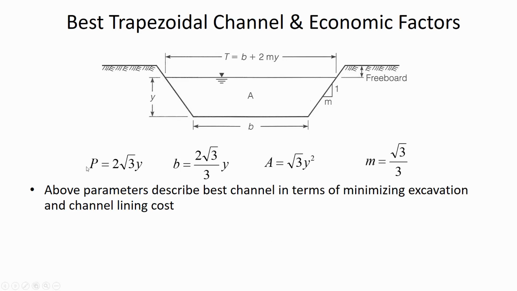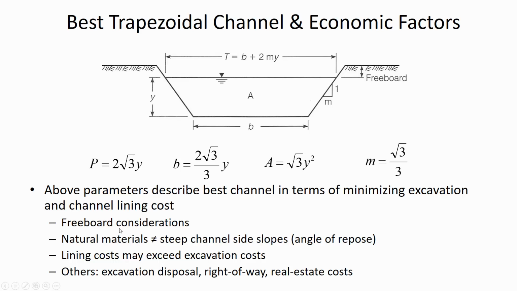So here are the geometric parameters for the best trapezoidal channel: wetted perimeter, the bottom width, the cross-sectional area, and the side slope. So we've talked about freeboard already. Now, the natural materials don't really allow a side slope this steep. And so because of the cost of putting in a concrete lining, you know, concrete lining would keep the soil in place, so you could have it that steep, but it's cheaper to just not use concrete and have a normal earth lining and make the channel a little bit wider.